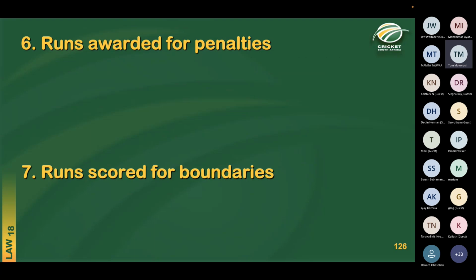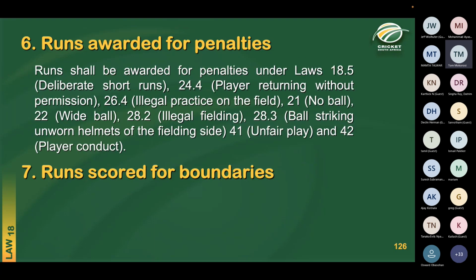The third category of scoring runs we mentioned is penalty runs. When are penalty runs awarded? They are awarded as mentioned for deliberate short runs in Law 18, in Law 24, a player returning without permission and coming into contact with the ball. Law 26, illegal practice on the field. Law 21 is no ball. Law 22 is wide. Law 28 is the fielder, and 28.2 deals with illegal fielding.